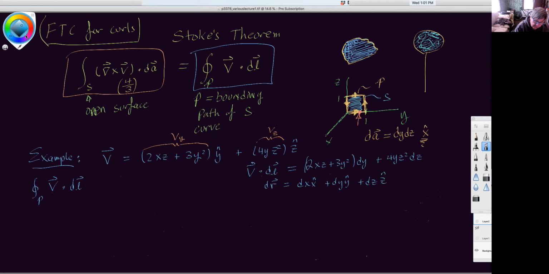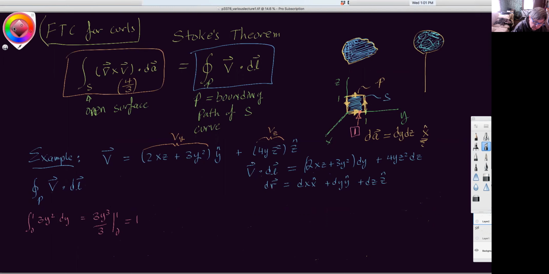We have that one in the pinkish color. On that side, y goes from 0 to 1, x is 0, and z is 0. So x is 0, so this term's gone. z is 0, so this term's gone. And so we just have 3y squared dy. So we have the integral from 0 to 1 of 3y squared dy, which is 3y cubed over 3 from 0 to 1, which is just 1. So this term is 1.